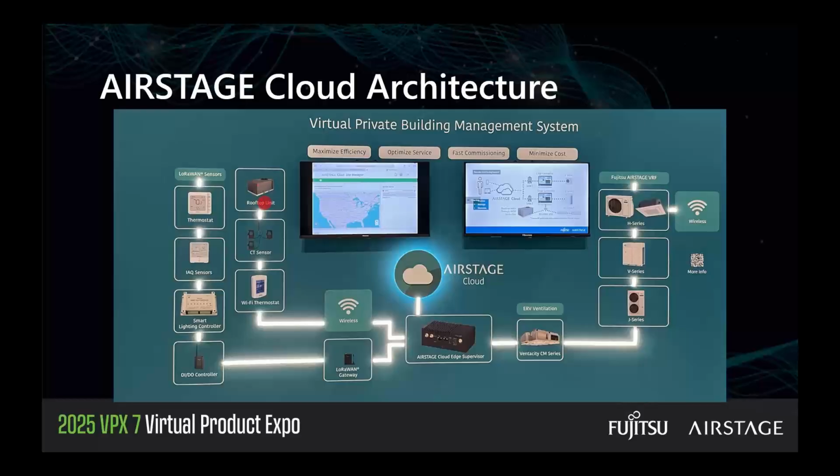The way we do that is we replace the sensor that exists with that rooftop unit with either a Wi-Fi thermostat or a LoRa thermostat. Once we replace those thermostats, we have a connection back to the rooftop unit, and we can pull that into AIRSTAGE Cloud and monitor set points, schedules, and basic fault options.